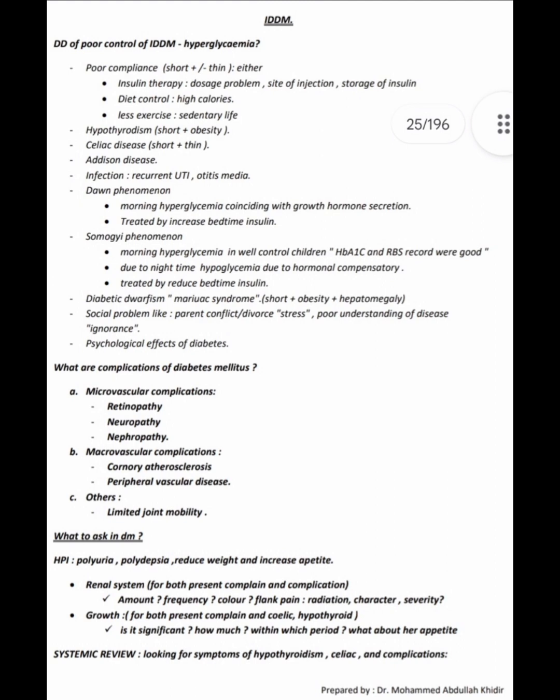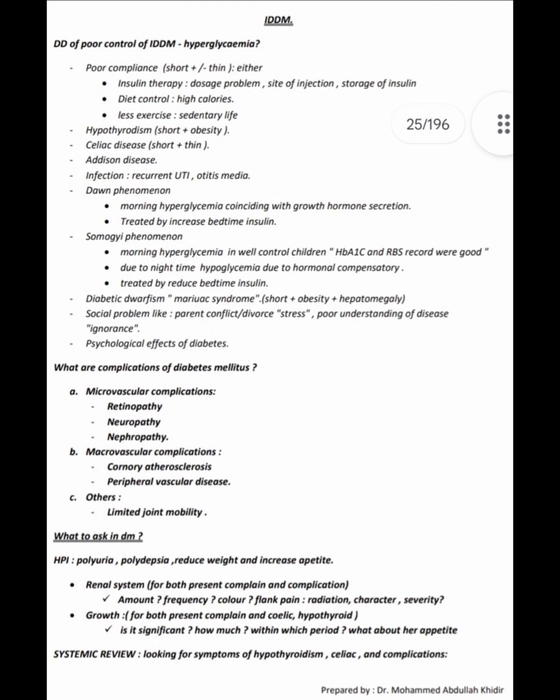Growth, for both present complaint and celiac or hypothyroidism. Is it significant? How much? In which period? What about her appetite? So first we analyze the present illness of the patient. What is the patient presenting with, diabetes mellitus features, and is it associated with any complication or disease.